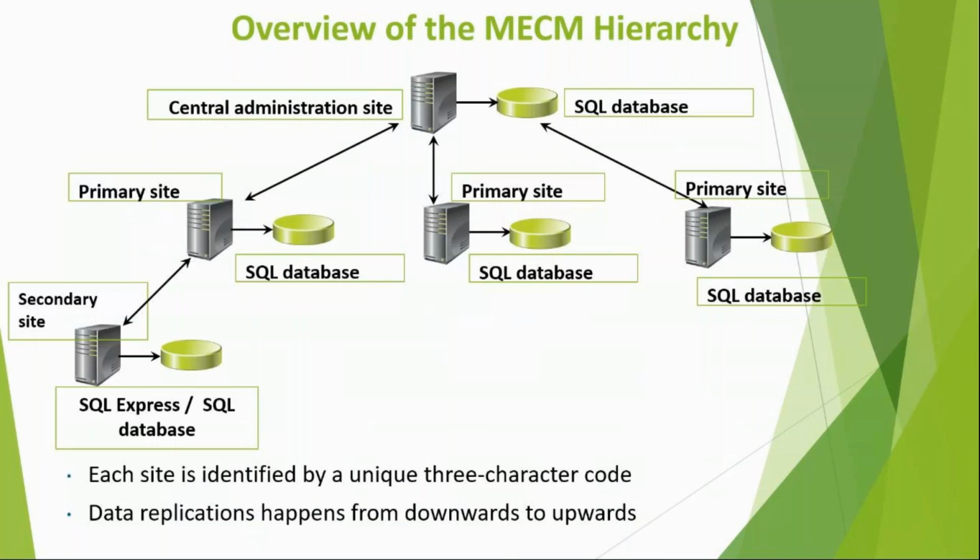Now all site servers need a database. As you see, central needs a database, primary needs a database, and secondary needs a database. Whatever data secondary collects is going to pass on to primary. Whatever data is collected by primary is going to pass on to the central.